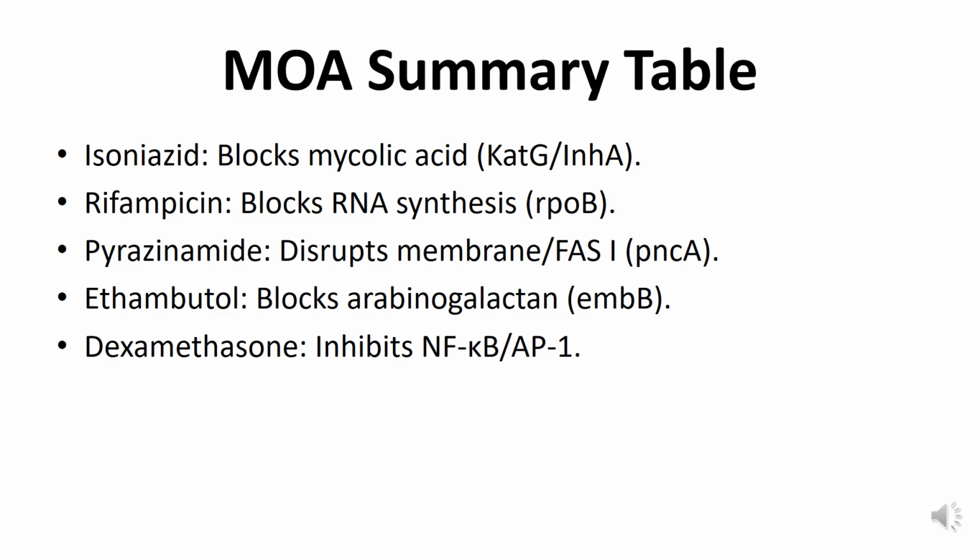Next is rifampicin. Rifampicin targets DNA-dependent RNA polymerase. More specifically, it binds to the beta subunit encoded by the RPOB gene. This binding blocks RNA synthesis. Without RNA, the bacterium cannot produce proteins. Without proteins, survival becomes impossible. Rifampicin essentially shuts down the organism's ability to read its genetic instructions and carry out vital cellular functions.